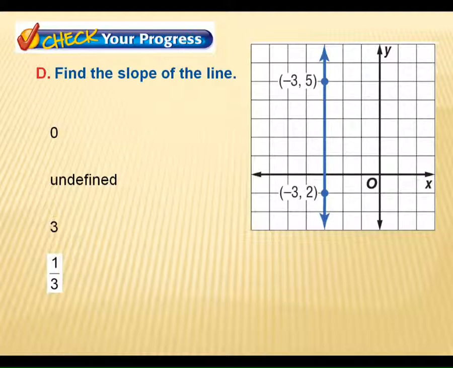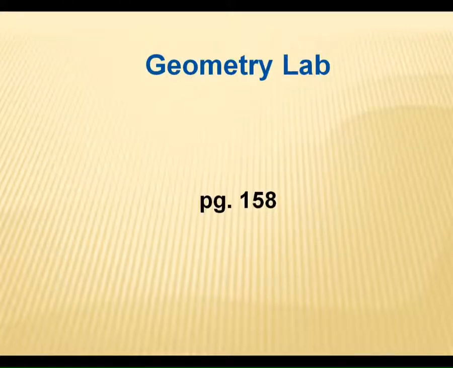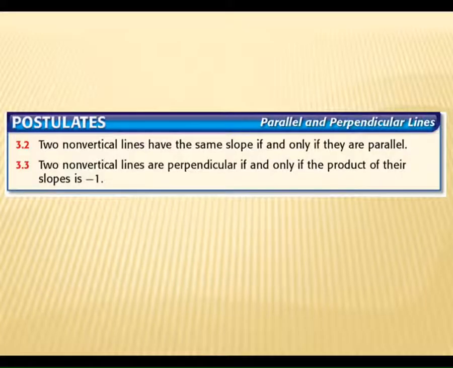Okay. Slope of this one? Undefined. Good, undefined. Just had to mix those in there to see if we remember. Vertical is undefined, horizontal line 0. Okay. What I want you to do right now is get out your book and turn to page 158. We're going to do a little activity. Memorize those rules because they're on your postulate sheet that you're going to get for chapter 3.